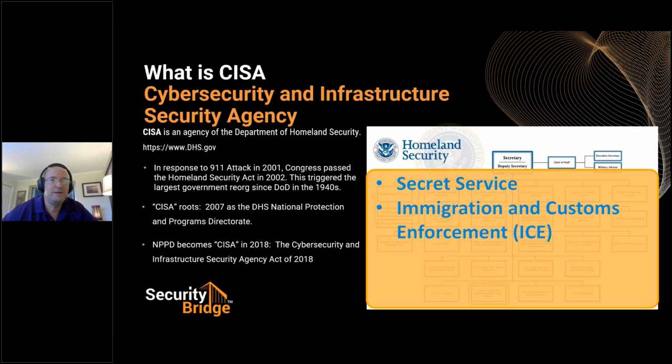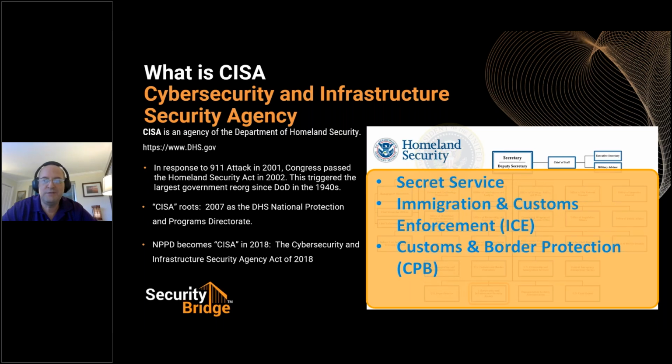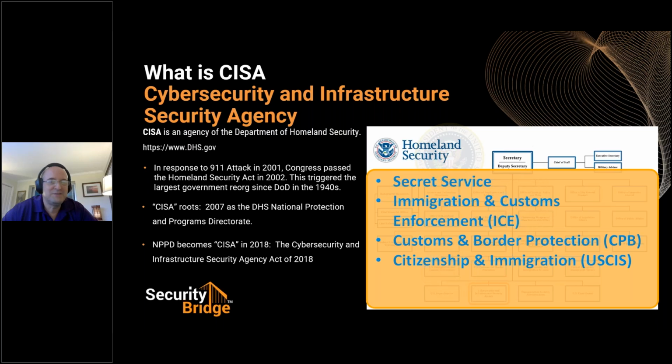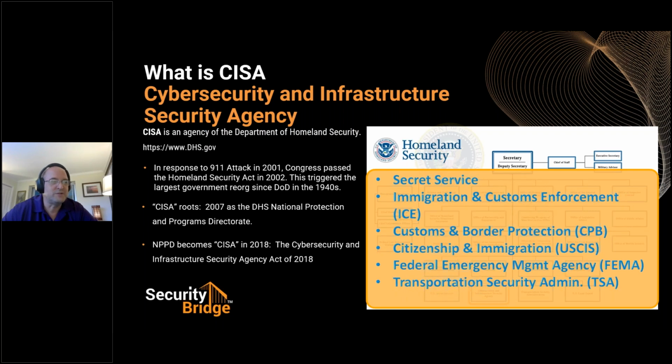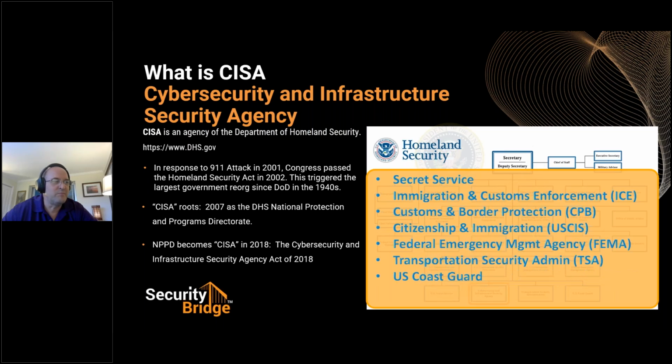There's a couple more here to add. Customs and Border Protection. But wait, there's more. Citizens and Immigration, Federal Emergency Management Agency, or FEMA. Of course, everyone who flies through an American airport is familiar with the TSA, the Transportation Security Administration. And all of these are, oh wait, there's even more. Let's bring in the Coast Guard. All of these are mostly around physical borders and physical points of entry in the U.S.